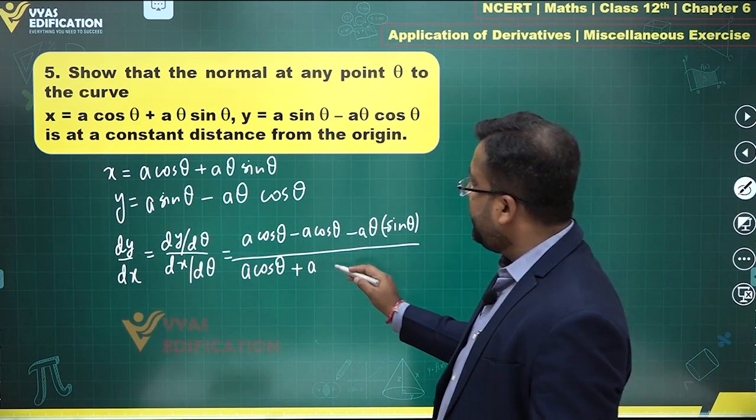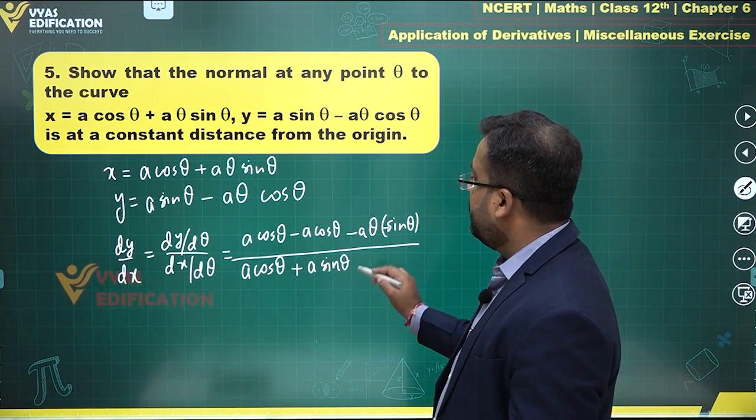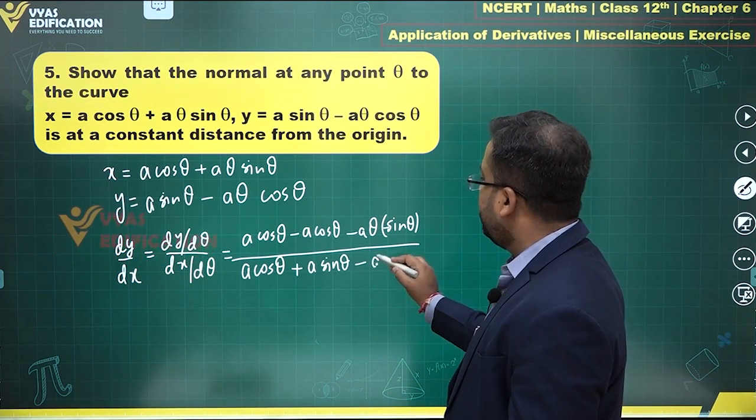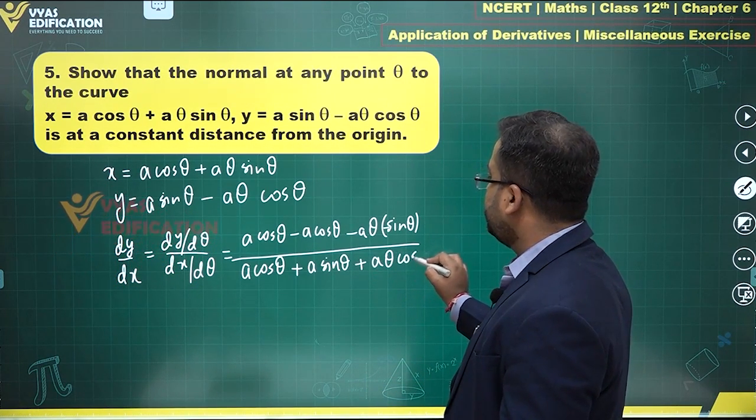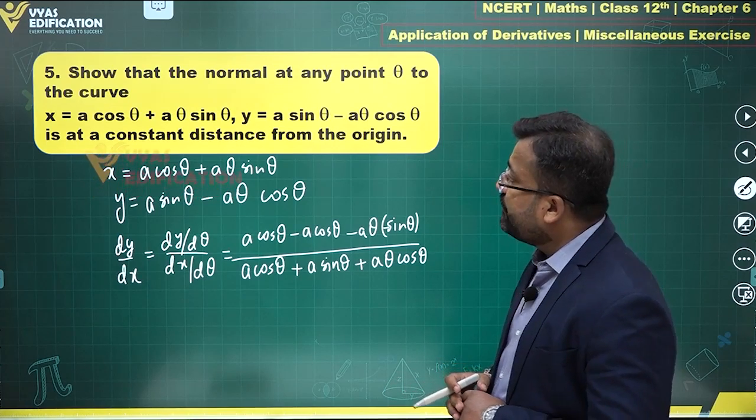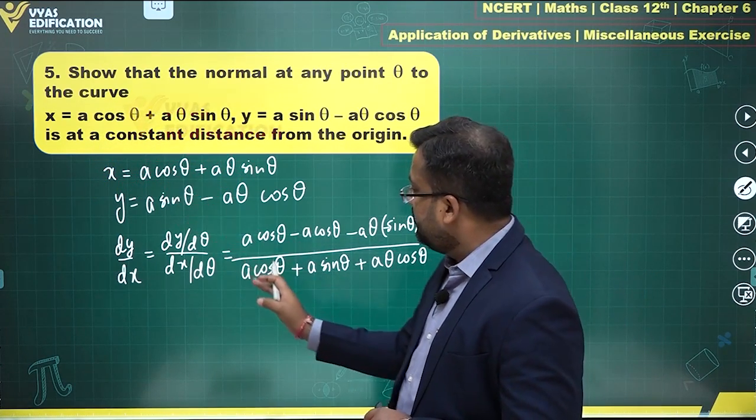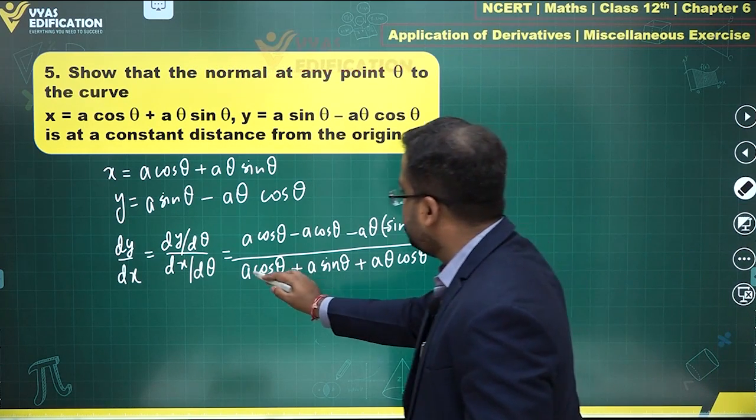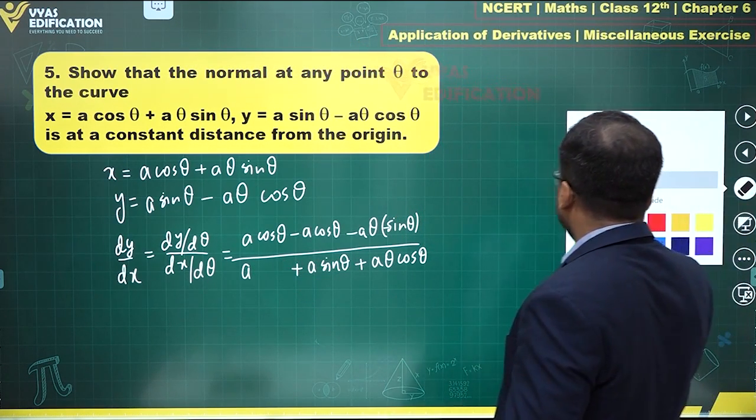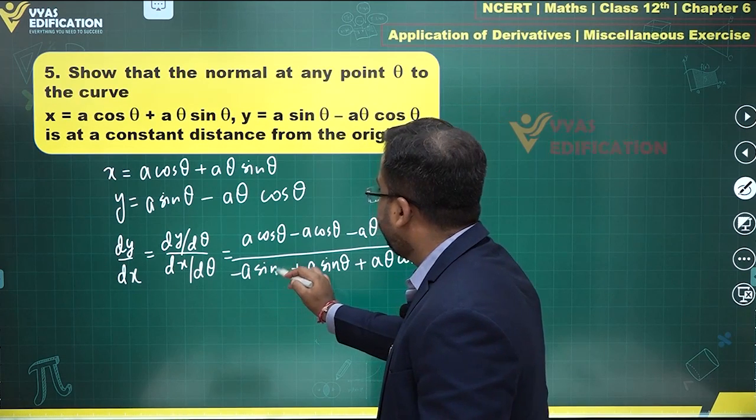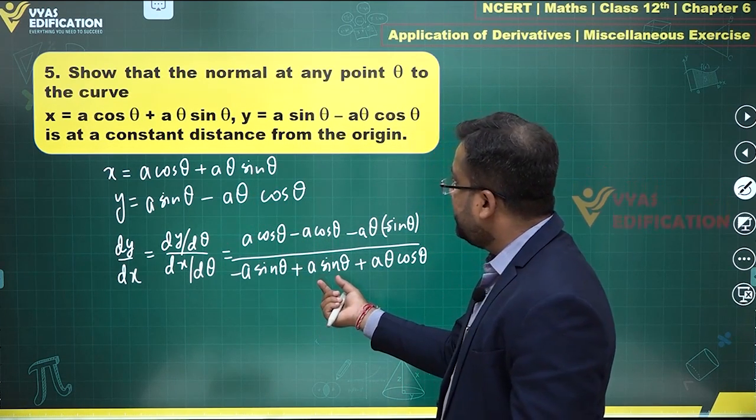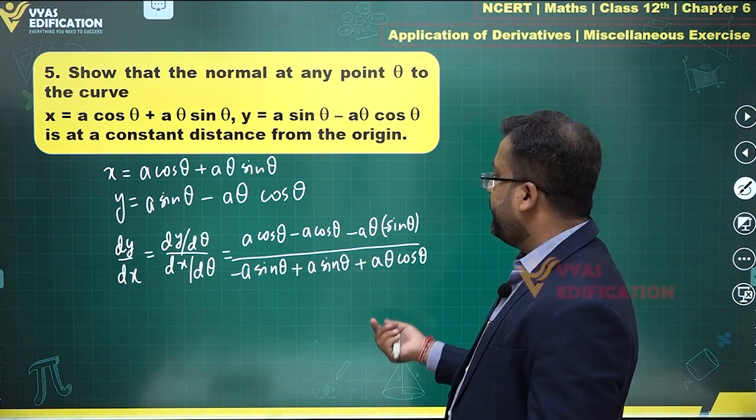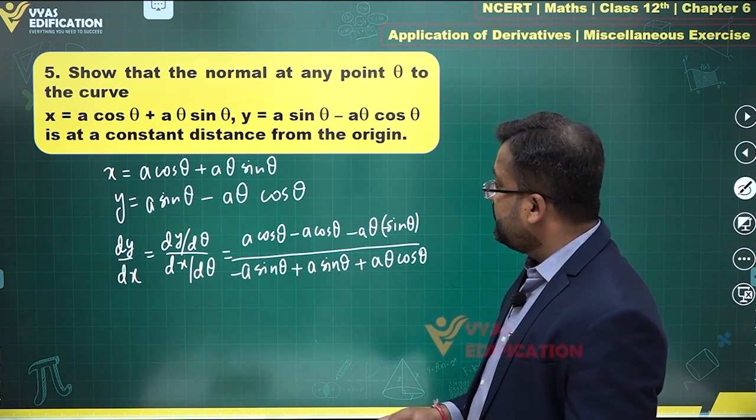What I get over here is a sin theta plus a theta cos theta, right? Please note this carefully. This is a cos theta, the derivative will be minus sin theta. We are differentiating, so don't make a mistake over here. And here a times sin theta, theta's derivative is 1, and a theta times the derivative of sin theta, which is cos theta.